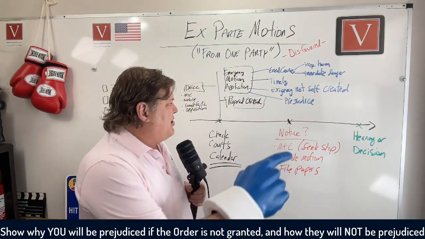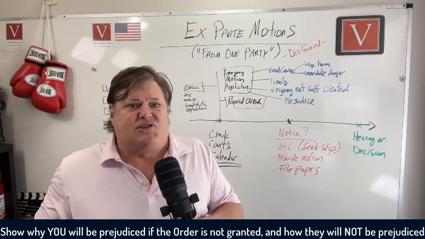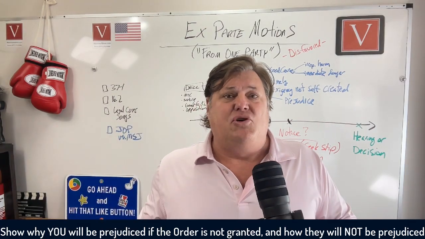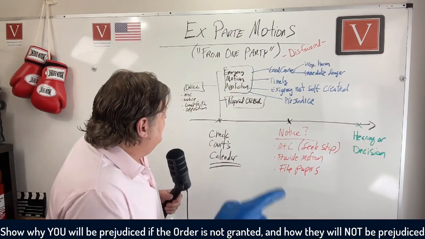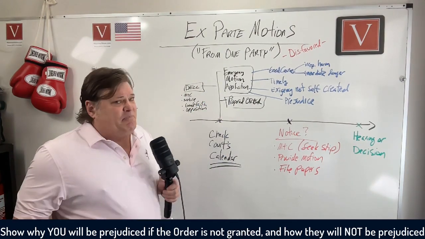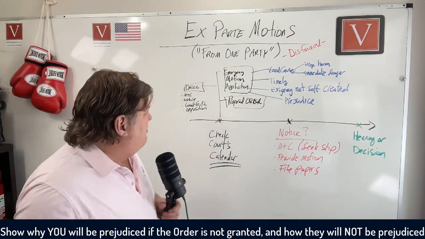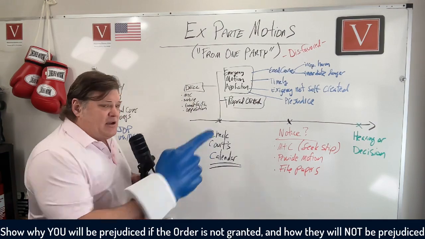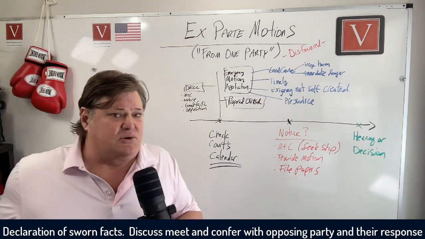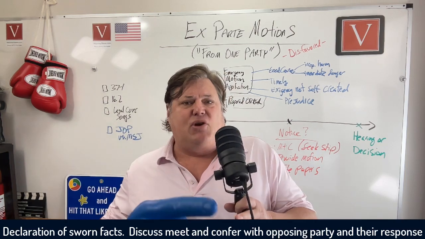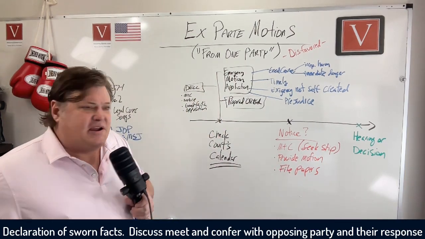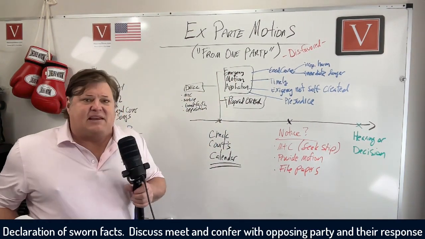Also, I have down here prejudice. Discuss why there is no prejudice to the party, or how you will be prejudiced, or both. So you're going to make a showing in your emergency application to the court. Over here I have, you may want to include a declaration as counsel, or even a declaration if you're a pro se party, showing that you tried to meet and confer with the other party, showing that you did provide ample notice.